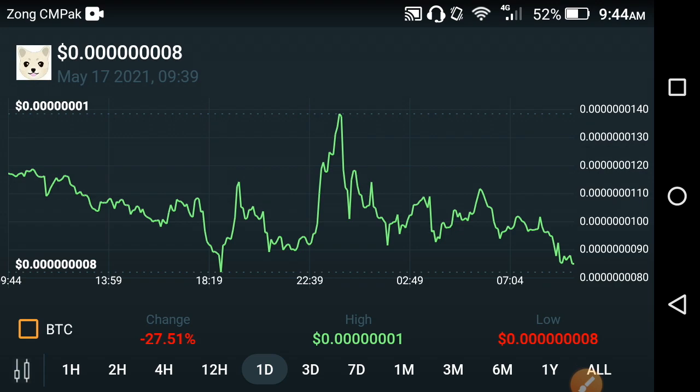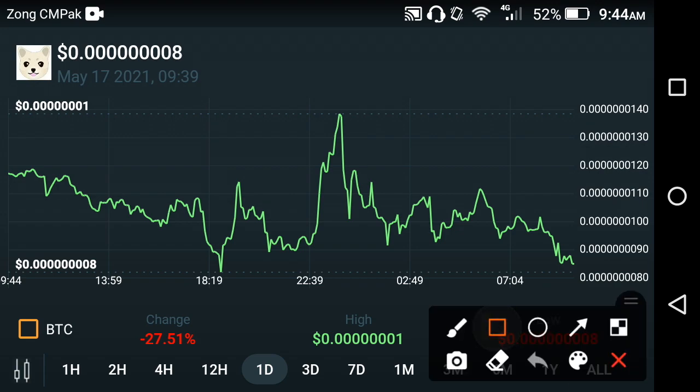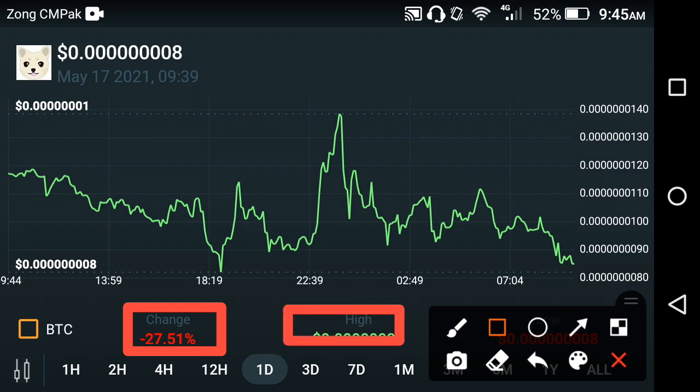If we look at the price changes in the last 1 day in the Kisho, a negative 27.51% price change occurred in the last 24 hours, and the highest price is 0.00001 USD, friends.